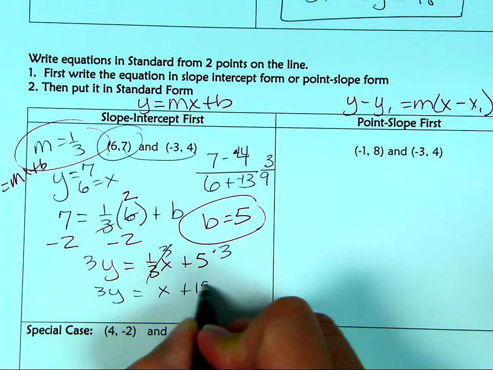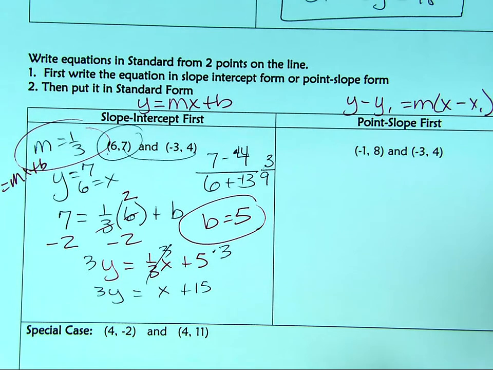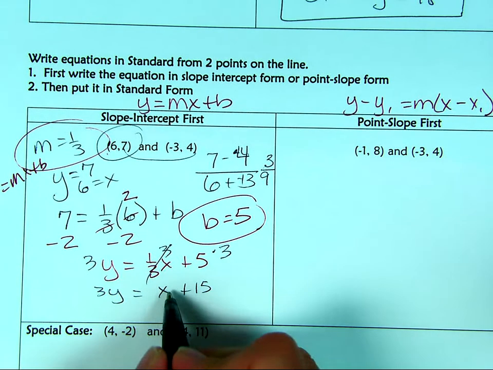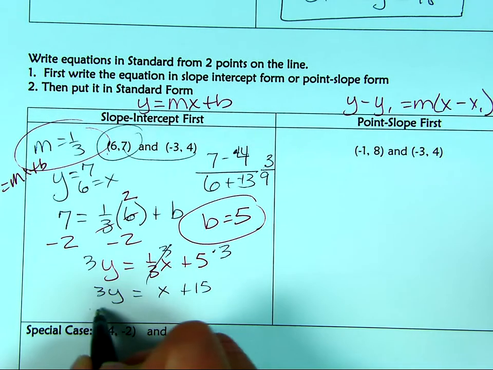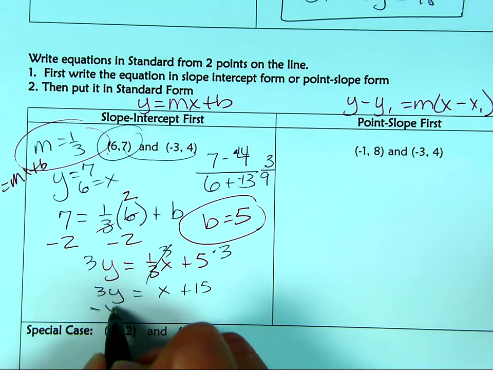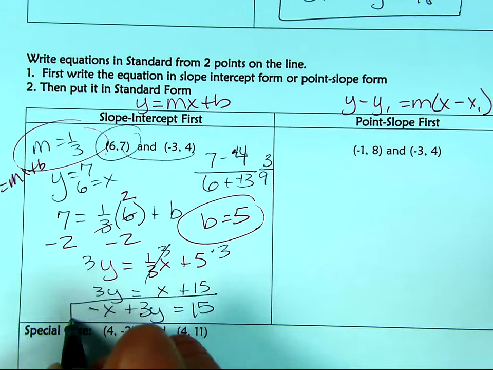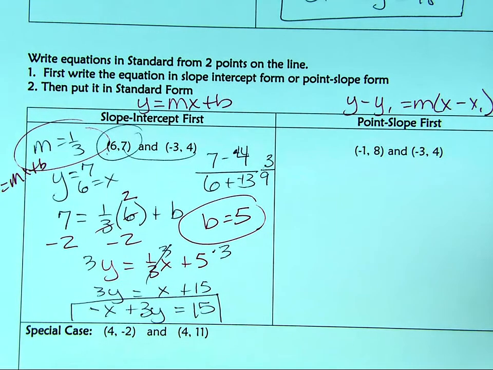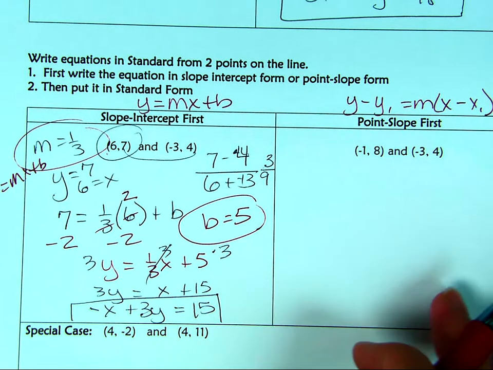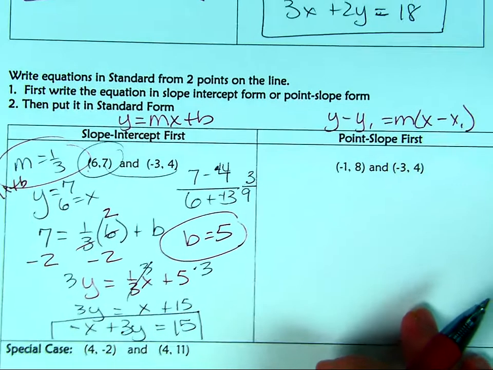And then the last thing I have to do is just get x on one side. X on the side with the y's. So I subtract x from both sides. And when I do that, I finally get negative x plus 3y equals 15. So this part we've already done in class, and we're just kind of getting x and y on one side and getting rid of all the fractions. Okay, let's try this one.